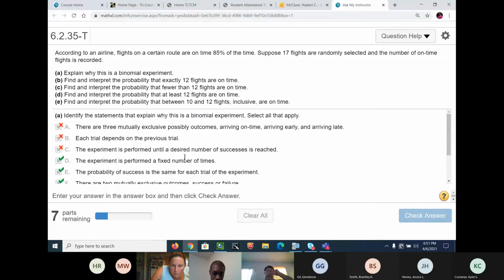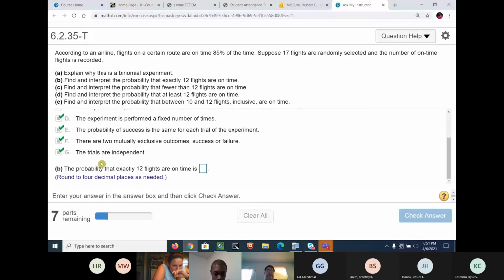The probability of success is the same as the probability of whatever. Well, let me ask you a question. Either you show up on time with a flight, or you don't show up on time. Now, if you don't show up on time, what does that mean? Late. So what is the probability of showing up on time? 0.5. What's the probability of not showing up on time? 0.5. So that takes care of E.